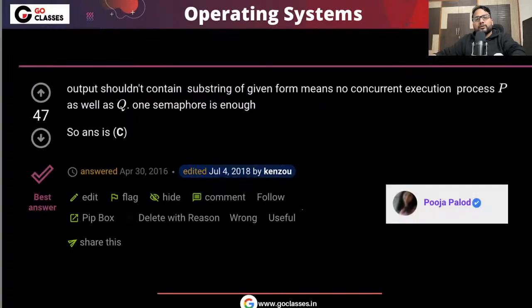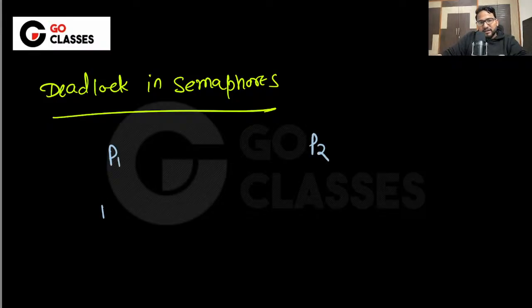Let me first tell you how you can lead to deadlock. Let's see deadlock in semaphores. Suppose you have two processes, P1 and P2, and maybe you have two semaphores, let's suppose PS, PT, and this is the critical section. This is, let's suppose, VS and VT.